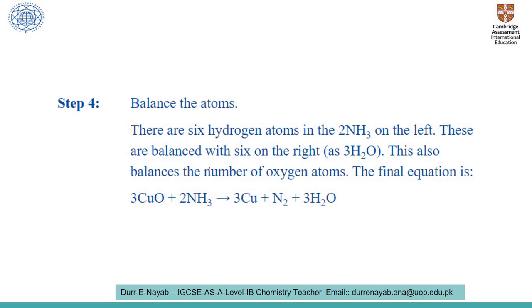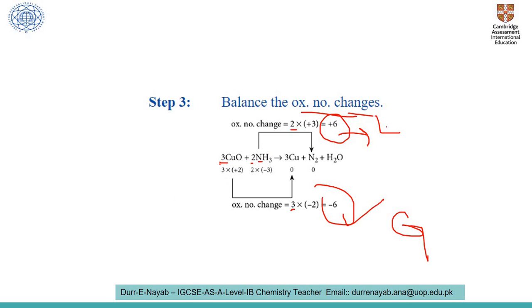Now in the fourth step, we are going to balance the atoms. Let's have a look. How many atoms do we have? Copper is 3 here. Copper over here is also 3. 2 nitrogen, yes, I have 2 nitrogen here. Now 3 2s are 6. How many hydrogen do I have? I have 6 hydrogen. Fine. How many copper? Copper is 3 in number on both sides.